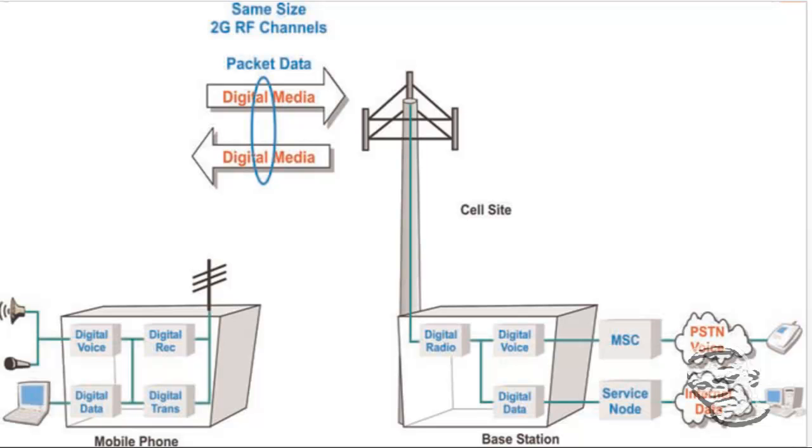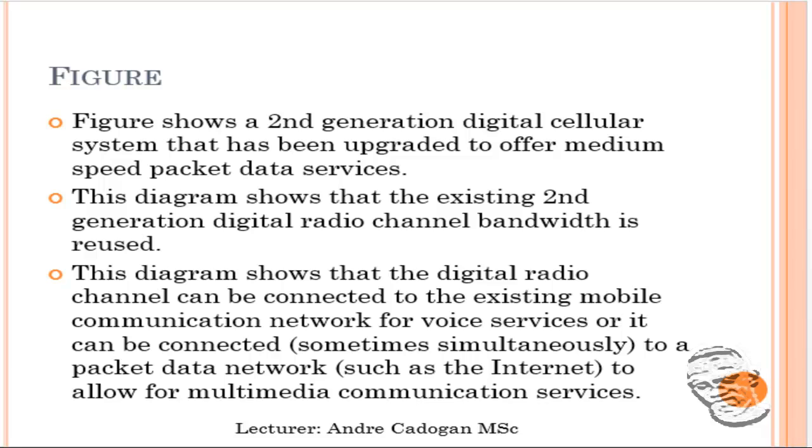This is the diagram that you would need to learn and understand, showing the service nodes in terms of the internet data. We talk about the serving GPRS support nodes, the GPRS systems, that connect to the internet, as well as the mobile switching center using the RAN network that connects to the public switched telephone network. Again, the features show a second generation digital communication system that has been upgraded to offer medium speed packet data, transmitting millions of bits of information instead of just kilohertz way back then when it was first introduced.